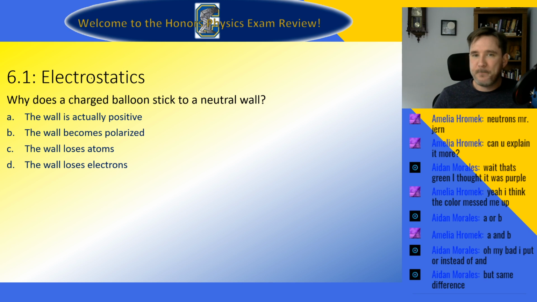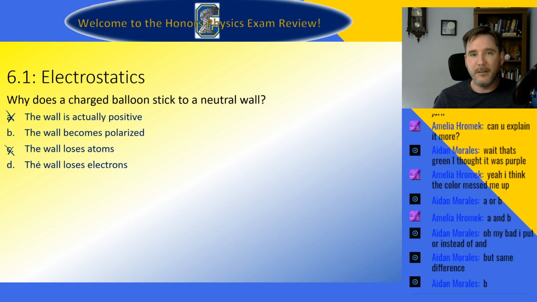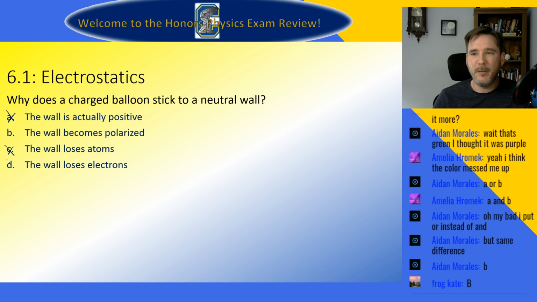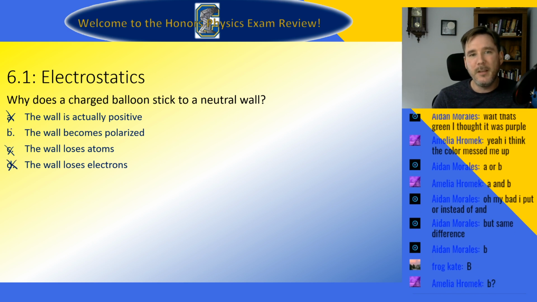So for this one, you could eliminate some. Hopefully you eliminated that the wall is actually positive, because the wall is definitely neutral. The wall doesn't lose atoms. That doesn't do anything. The only possibility is that the wall could maybe lose electrons, but you're not rubbing it or doing anything like that. So yeah, it is going to be B.